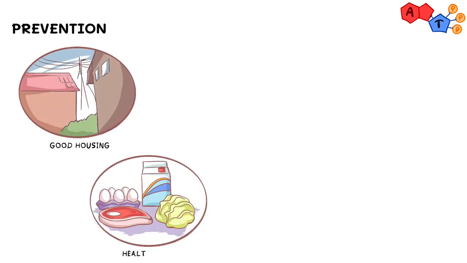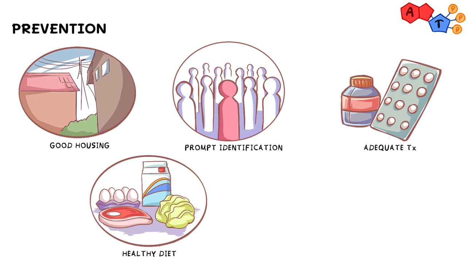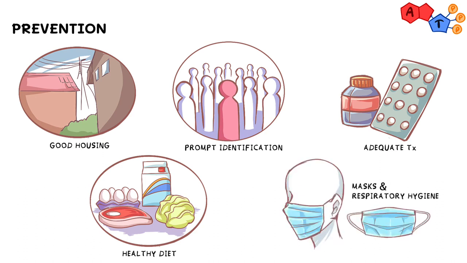Better housing and nutrition can decrease your chances of getting TB. The infection spread can be reduced with prompt identification and adequate treatment of patients, and also with using masks and other respiratory isolation procedures, specifically among the medical personnel.